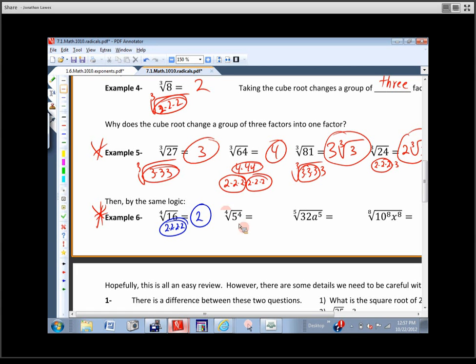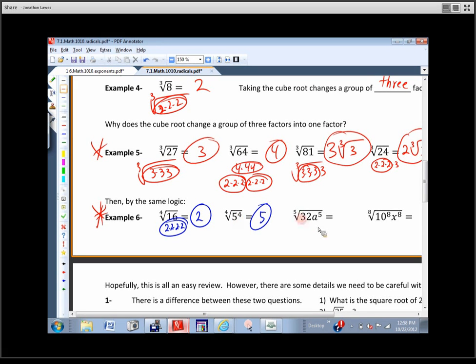This is an interesting problem. 4th root of 5 to the 4th. That tells us how many 5's we've got. How many? We've got 4. We're looking for a group of 4, so we got an answer of 5. Not only that, what does the 4th root have to do with raising something to the 4th power? What does the square root have to do with squaring? It's the opposite, or they're inverses, right? Okay? So taking a 4th root is the inverse of raising something to the 4th power. So they should undo each other.